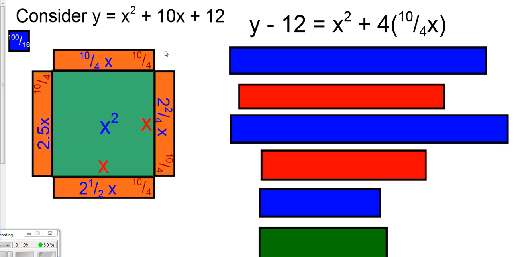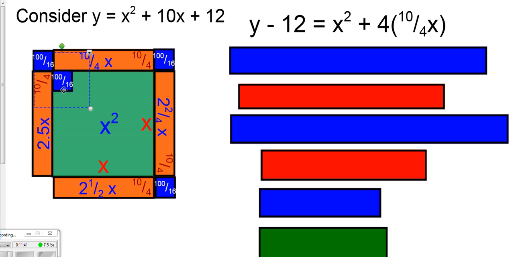Now, to fill in these corners, we need to make sure we are putting in the right amount. So look down in this corner. If this length is 10/4 and this length is 10/4, the area of this little square would be 10/4 times 10/4, which is 100/16. 10 times 10 is 100, 4 times 4 is 16. So that would be the same in all of our corners.